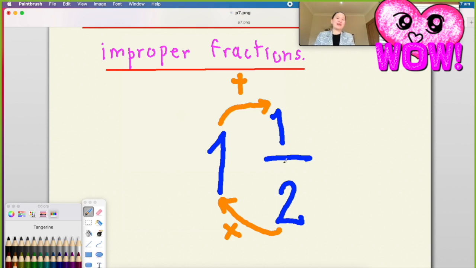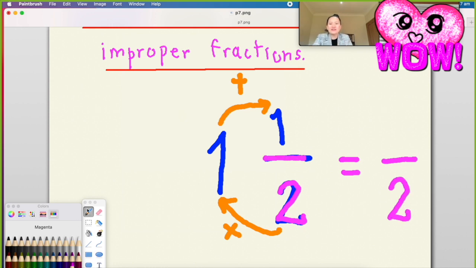And then the denominator is still the same. That 2 is still the same. So I write out 2 here first, because it's going to be the same. What you're going to do, like this one, 2 times 1 is 2 plus 1 is 3. So it is 3 over 2. Does it make sense?